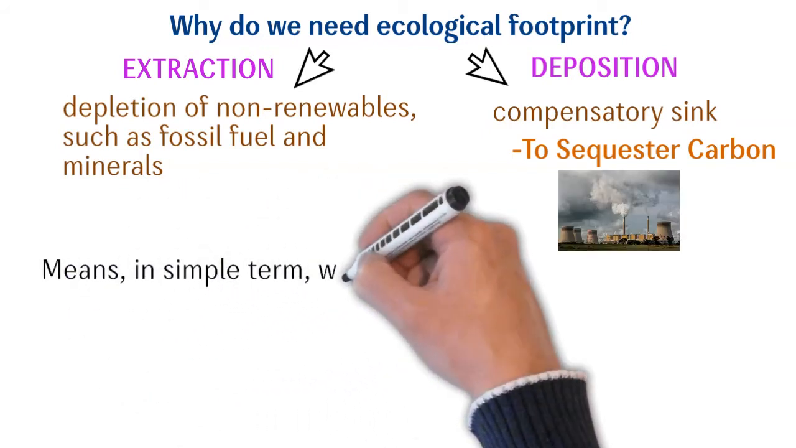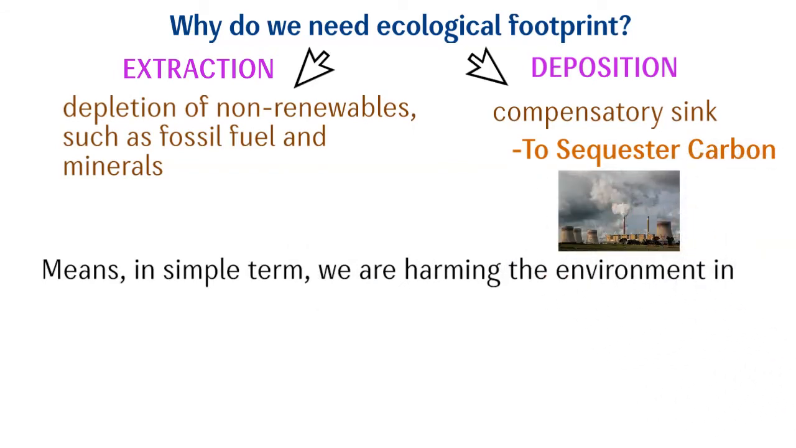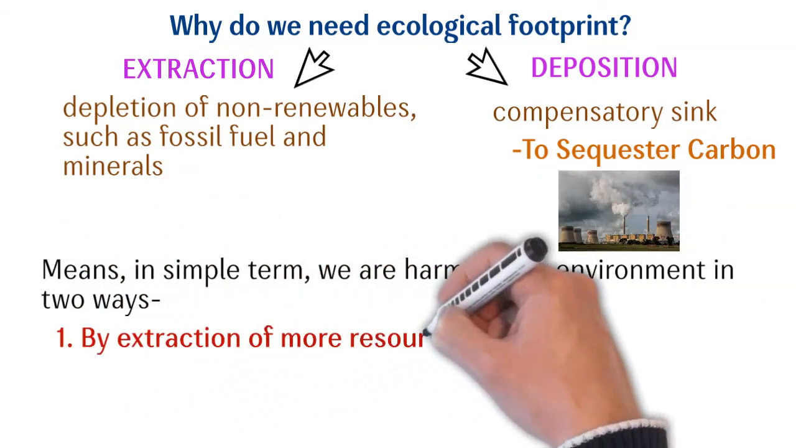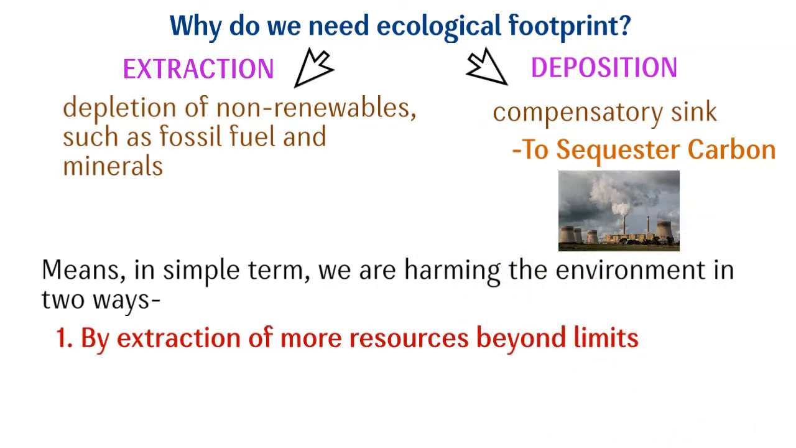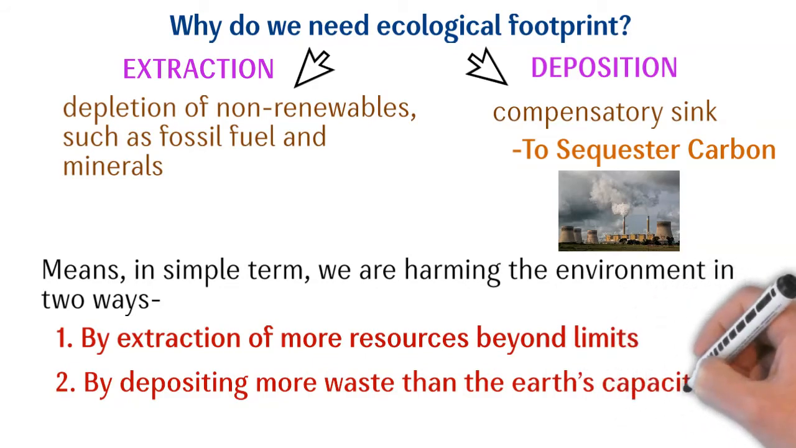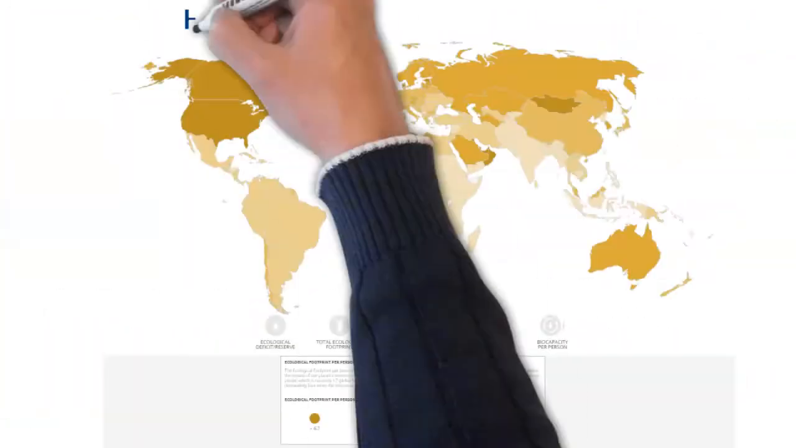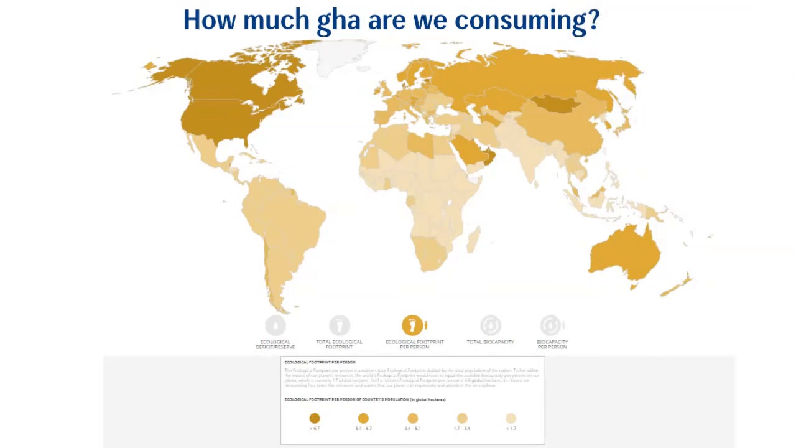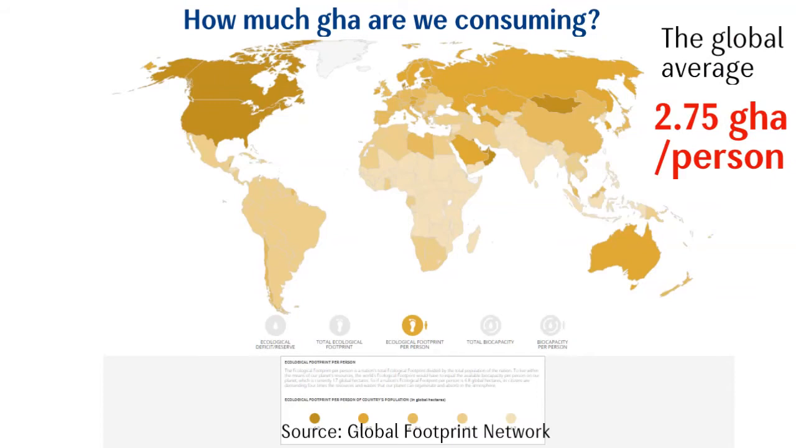Which means, in simple terms, we are harming the environment in two ways. First, by extraction of more resources beyond limits, and second, by depositing more waste than the Earth's capacity to handle. How many global hectares are we consuming? What do you think? The global average is 2.75 global hectares per person.